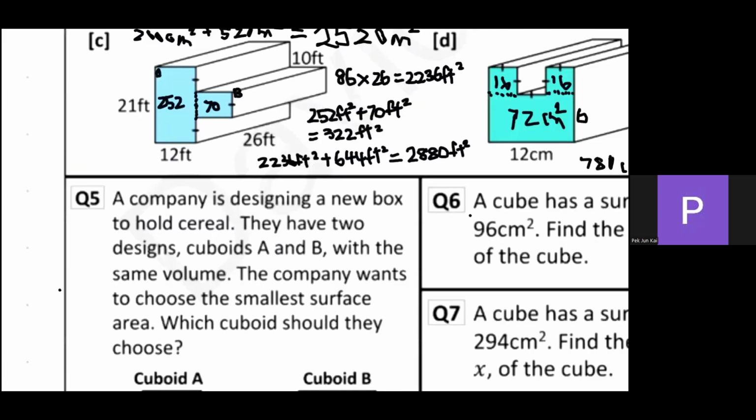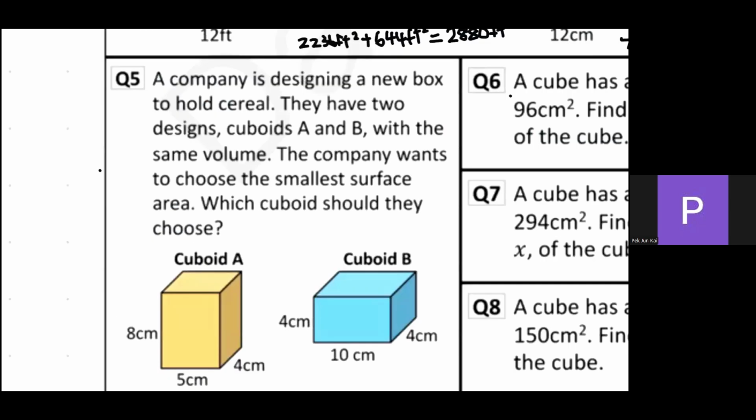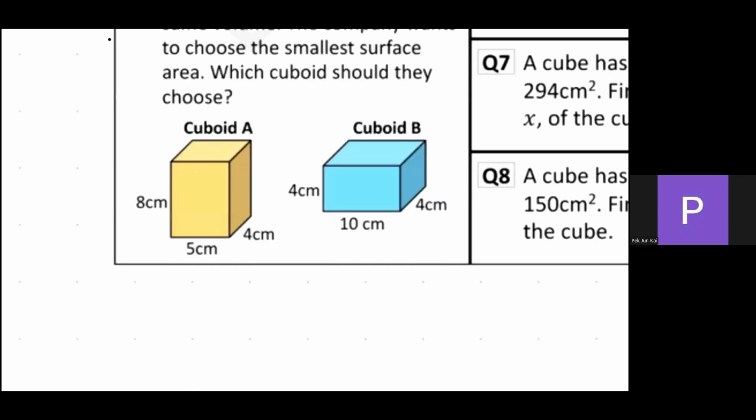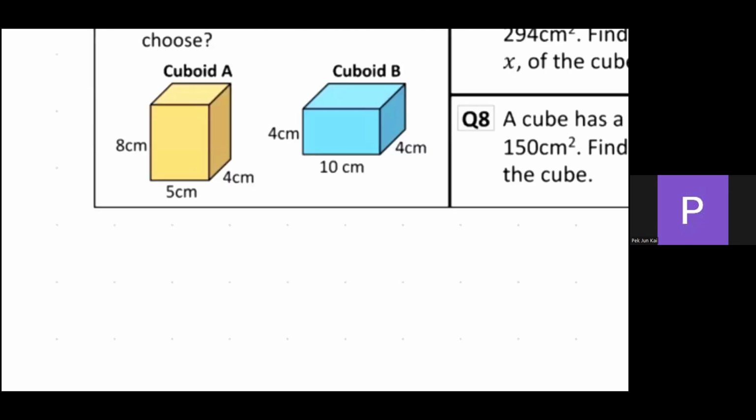Next, question 5. A company is designing a new box to hold cereal. They have 2 designs, cuboids A and B, with the same volume. The company wants to choose the smaller surface area. Which cuboid should they choose? So for this question, we need to calculate the surface area for both of the cuboids.